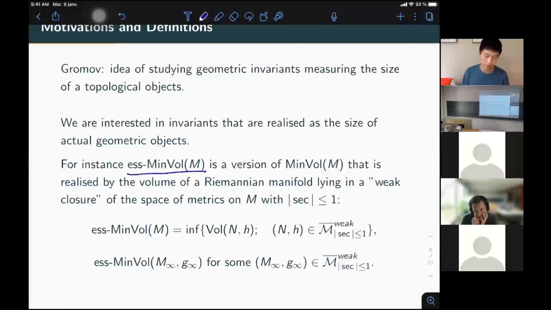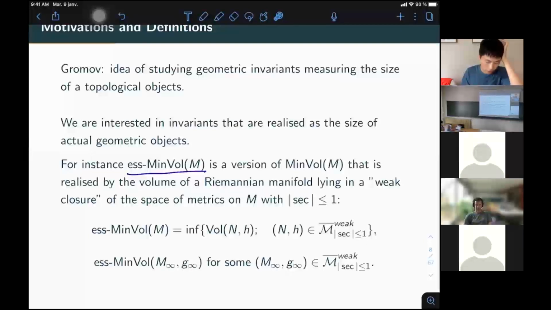It is a fact that the essential minimum volume is a version of the minimal volume that is actually realized by the volume of a Riemannian manifold that lies in a kind of weak closure of the space of metrics on M with bounded sectional curvature. That's a fact that you can prove using a classical work of Cheeger.